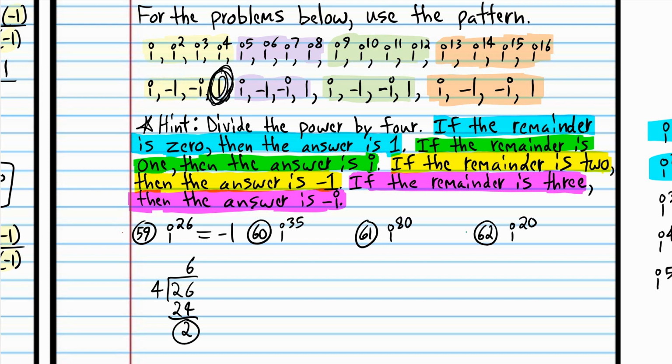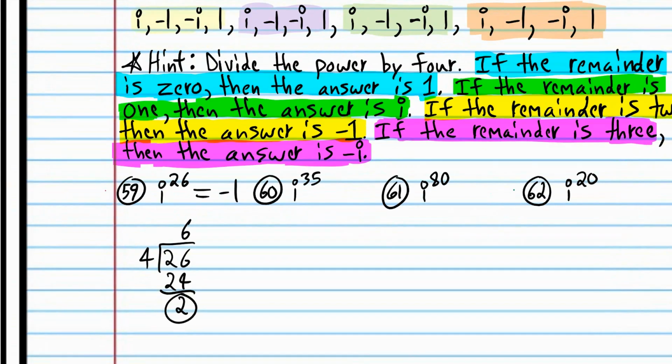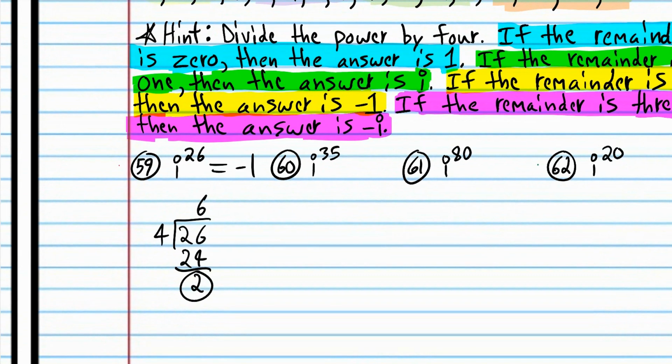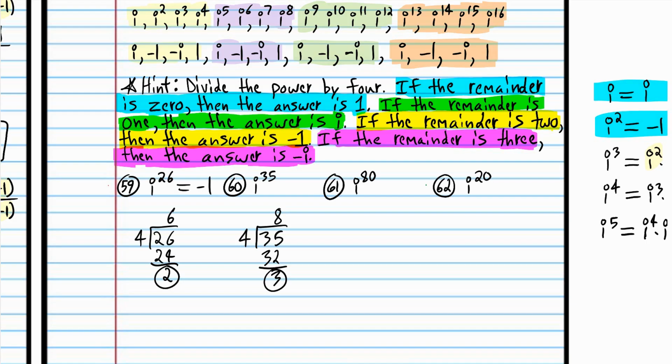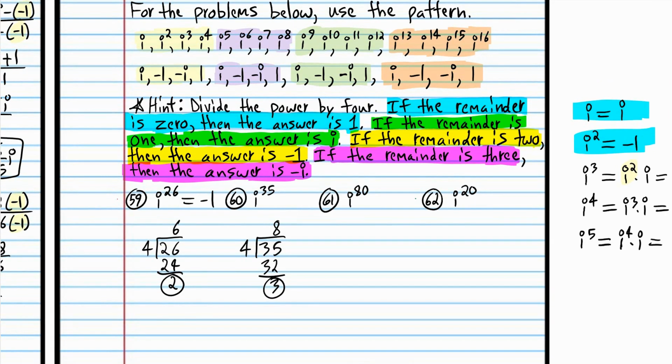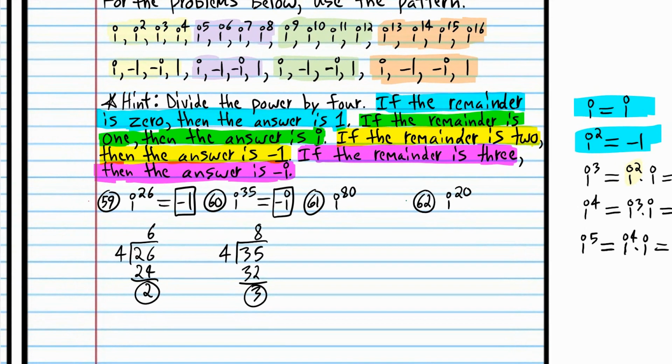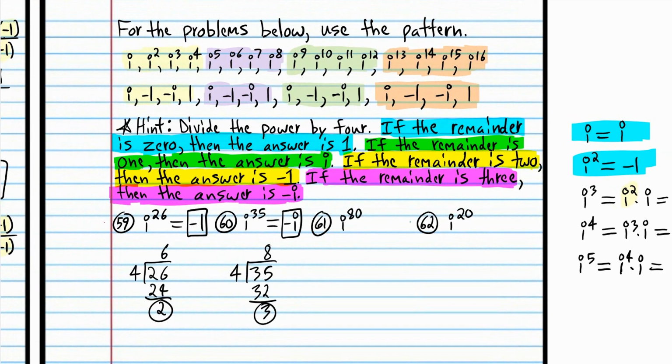For number 60, we're going to raise I to the 35th power. And again, we always divide by 4. 4 goes into 35 8 times. 8 times 4 is 32. The remainder is 3. Notice in the purple, if the remainder is 3, then the answer is -I. So I to the 35th power is -I. That's simple. I forgot to rectangle that answer. So again, if you just follow that rule, this is pretty easy.